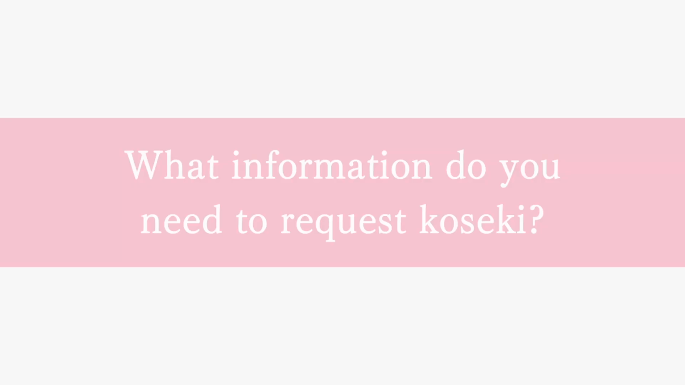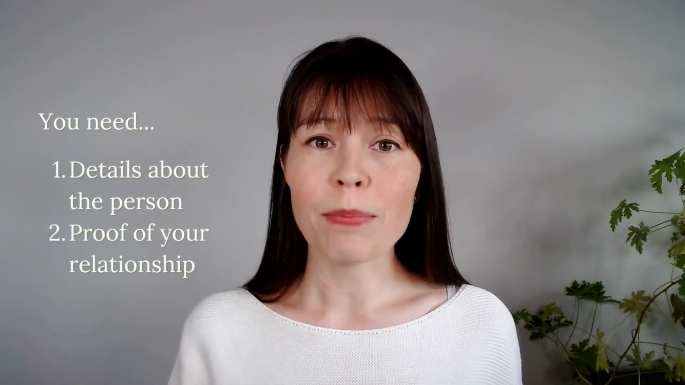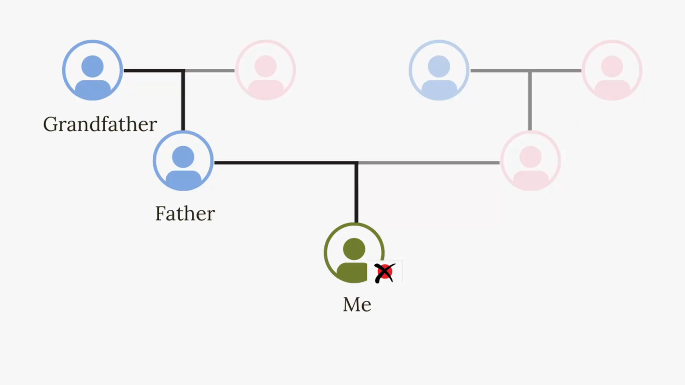Next, let's discuss what information you need in order to complete the application. You need to know 2 things. 1, you need to know about the person whose koseki you're requesting. And 2, you need to be able to prove your relationship with that person. Let's say I want to request the koseki of my paternal grandfather. In this scenario, I do not have Japanese citizenship. My father does not have Japanese citizenship, but my grandfather did. This is what I would need to know about my grandfather.